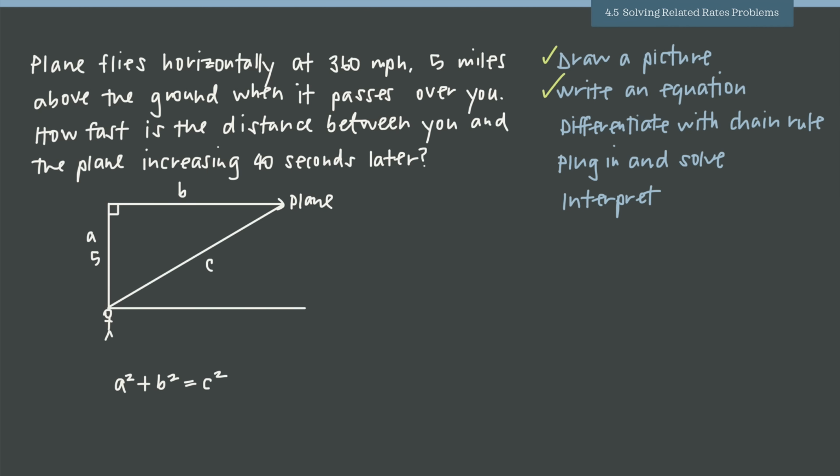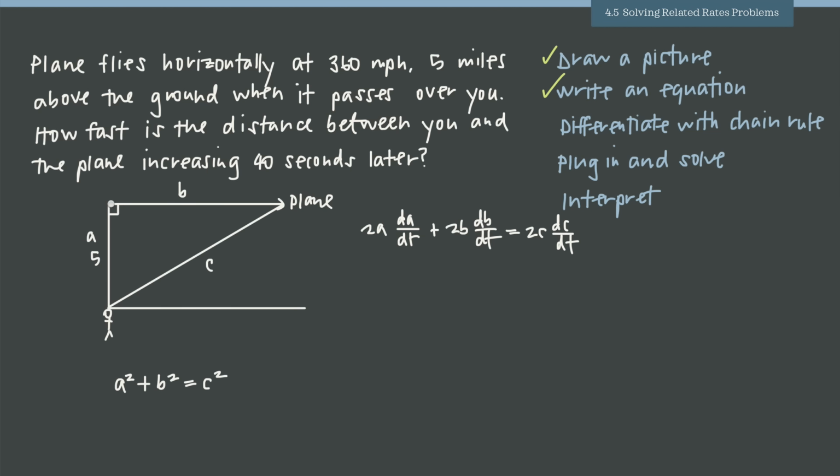So we'll write the equation there, and then of course we'll differentiate it. So when we differentiate, let's bring this up here. We know we're going to get 2a dA over dt plus 2b dB over dt, and then 2c dc over dt. And now we want to start figuring out which values we have.